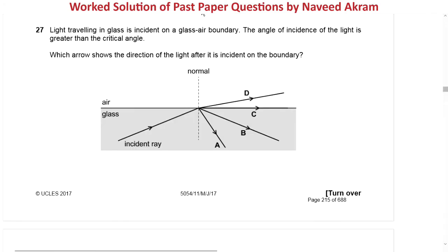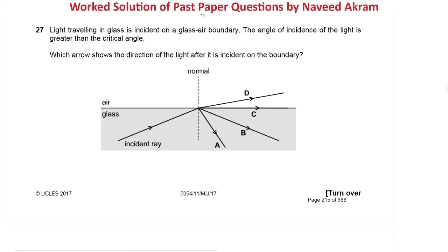Okay, so now we have a question from May-June 2017, paper 1, variant 1, question number 27. Light traveling in glass is incident on a glass air boundary. The angle of incidence of the light is greater than the critical angle. Which arrow shows the direction of the light after it is incident on the boundary? Please pause the video and try to answer this question.